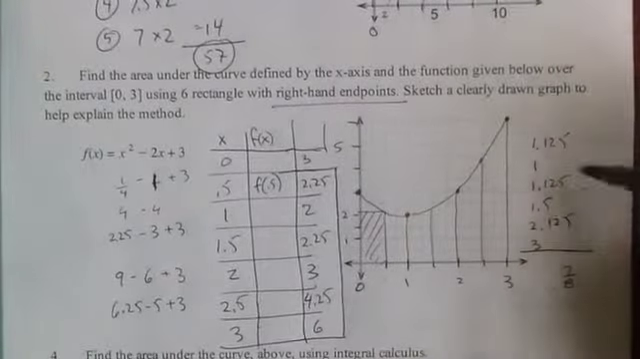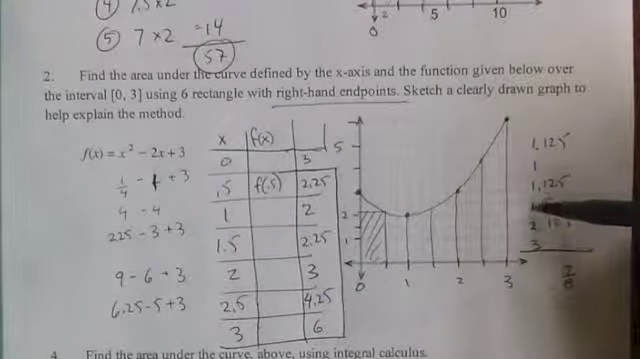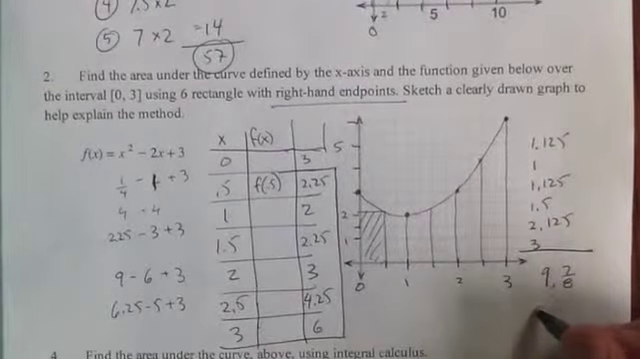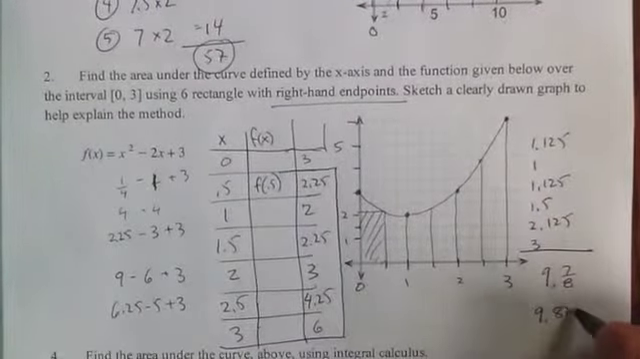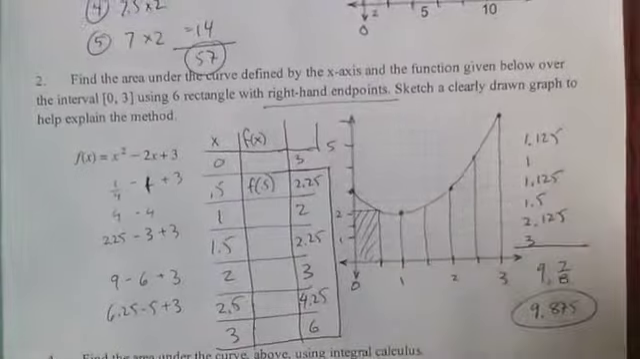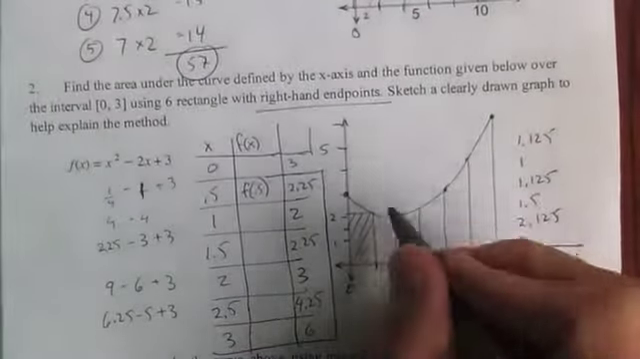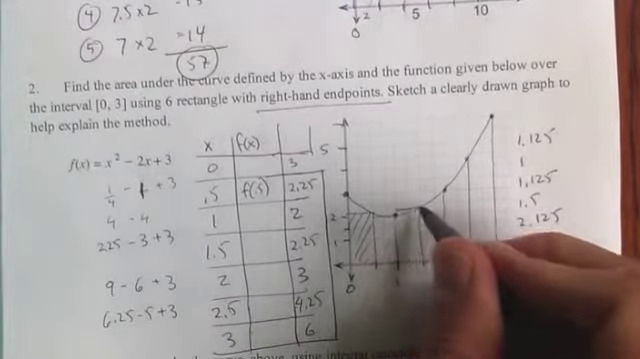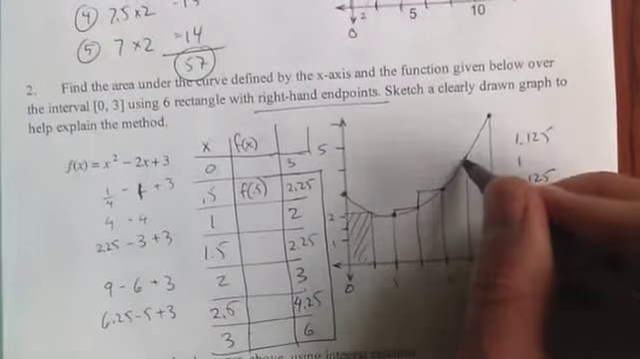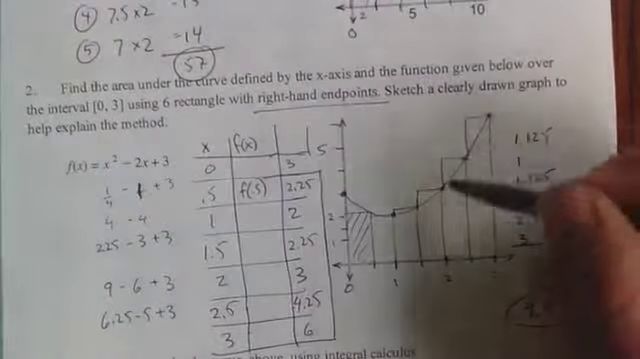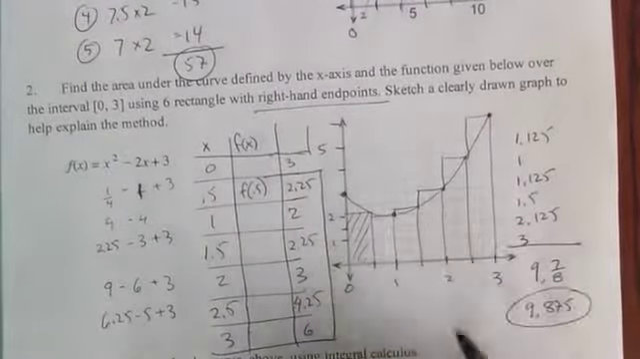And then that's going to be 5, 6, 7, 8, 9. 9 and 7/8, or what is that going to be? 9.875, I think. All right, that would be the approximate area underneath that curve when you add up the right-hand endpoints of all of these rectangles. All right, just to save time, I'm not going to shade them all in, but that would be your 6 different rectangles.